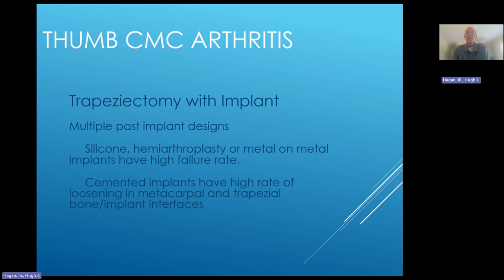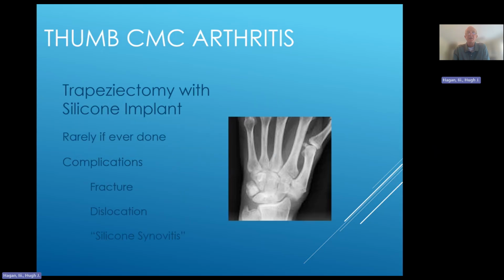And trapeziectomy with implants, multiple past implant designs, always a red flag. Why isn't there just one? And that's because they all have a higher complication rate than the other procedures, but when they work, they really work pretty well. The initial implants were made of silicone, either a hemiarthroplasty or metal-on-metal implants, all of which had a high failure rate. Cemented implants have a high rate of loosening in the metacarpal and trapezial bone metacarpal interfaces.